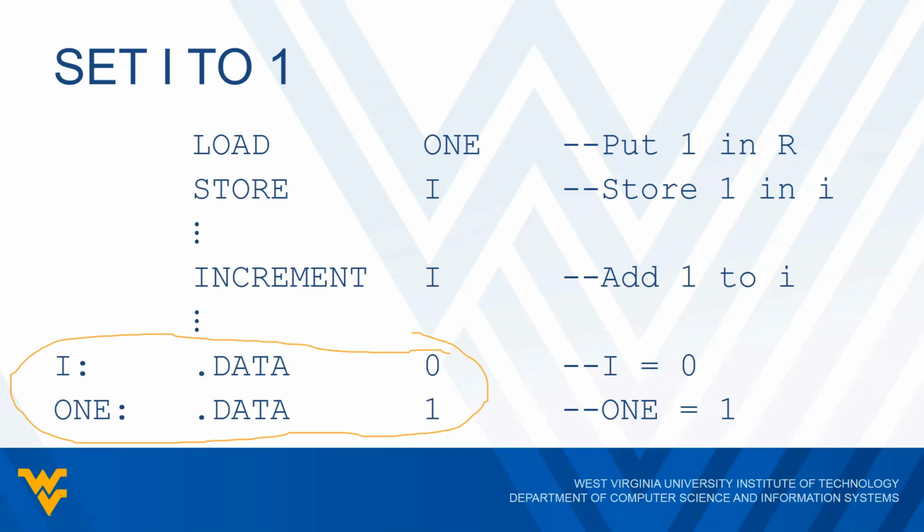So up top, we load 1, so we put 1 into register R, and then we store that value into I. Store I means that we're going to store the value in the register into I, and then maybe we'll do some stuff later on, and then we have this instruction right here called increment I. This increment I operation means that we're going to add 1 to memory location I. So this is a lot easier to interpret than with machine language.